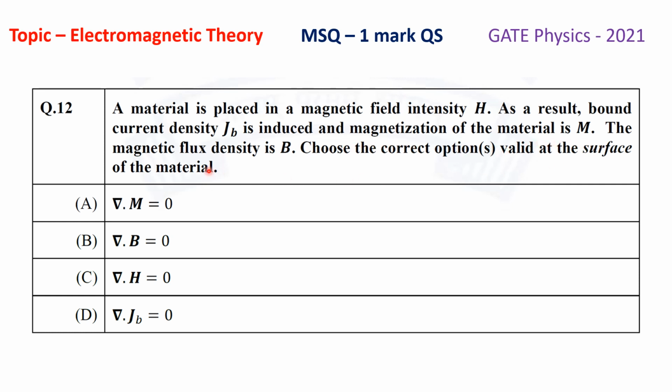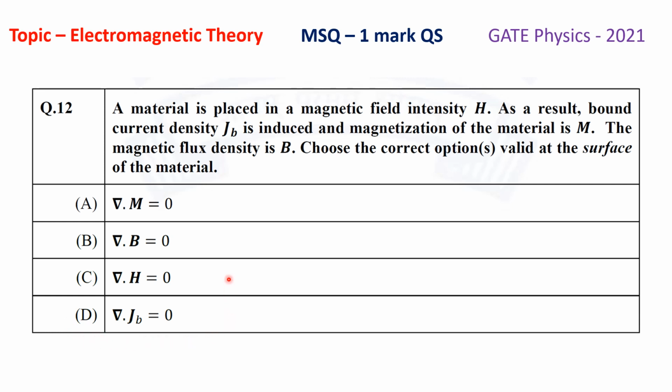The magnetic flux density is capital B. Choose the correct options valid at the surface of the material. Option A is divergence of M equals to 0. Option B, divergence of B equals to 0. Option C, divergence of H equals to 0. And the last option, option D, divergence of JB equals to 0.